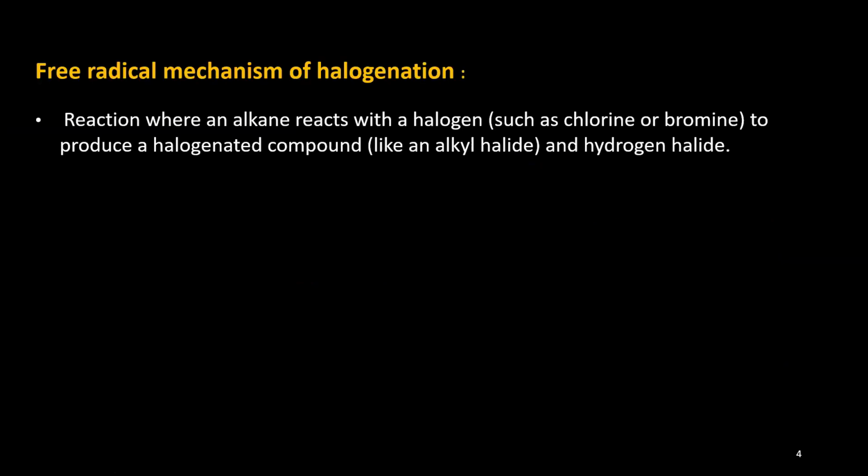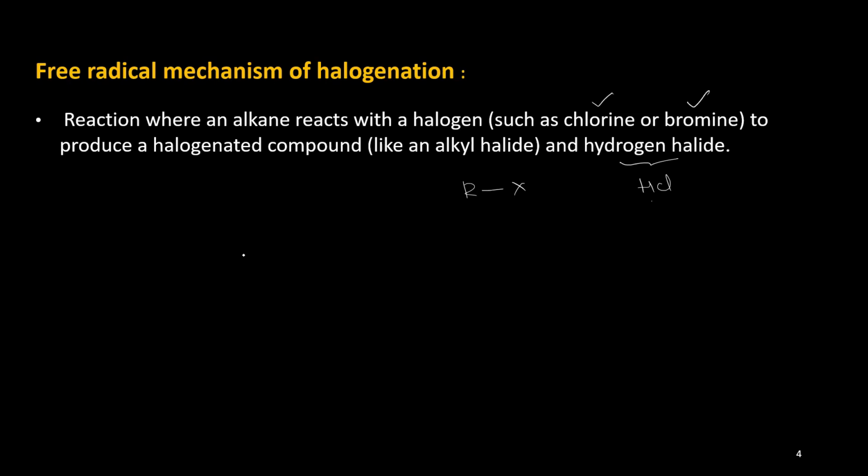So let's see how this will happen. Remember, what is the free radical mechanism of halogenation? It's a reaction where an alkane reacts with a halogen like chlorine or bromine to produce halogenated compounds like alkyl halide and hydrogen halide. Hydrogen halide is an acid, like HCl. Alkyl halide means an alkyl group with some halide. And remember, we are using chlorine or bromine.